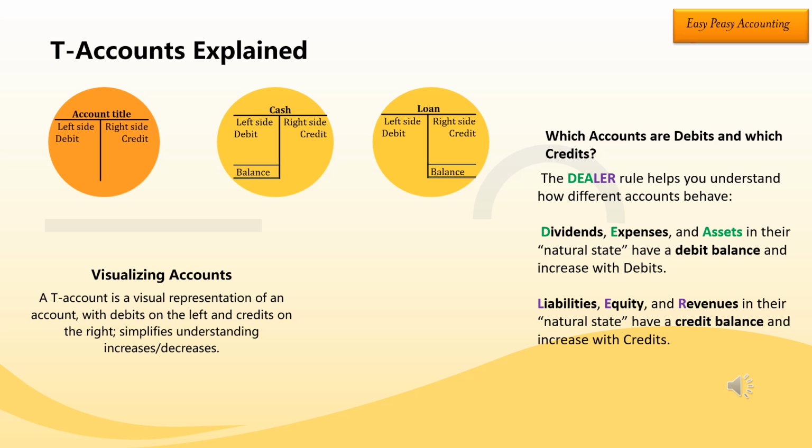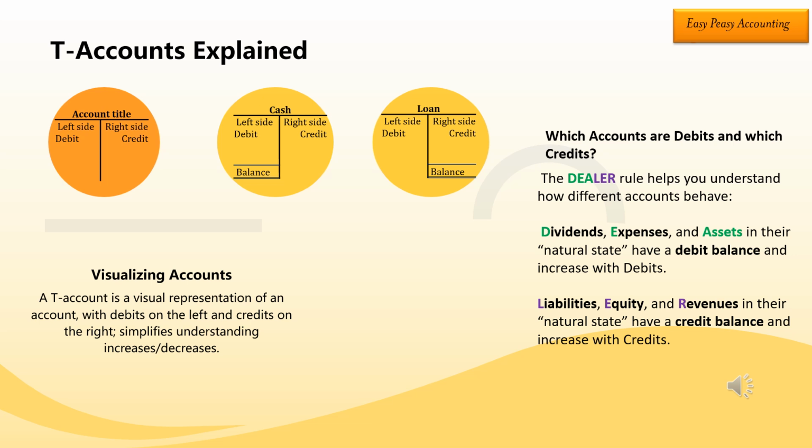Essentially, a T account acts as a simplified balance sheet, focusing on a single account within the ledger. It consists of a title, the name of the account at the top. Left side is the debit side. Right side is the credit side.